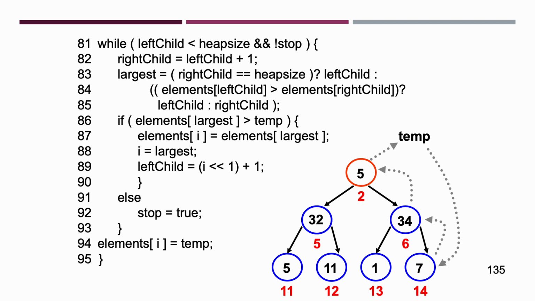Now after the loop ends, temp is assigned to elements[I]. This places the original value in its correct position within the heap. In this diagram we're seeing a visual illustration of this process, because initially the value temp, 5, at the root is compared with its children, which are 32 and 34. Then the largest child, 34, replaces the root, and the process repeats down the heap. This ensures that the largest value in the subtree bubbles up to the root.